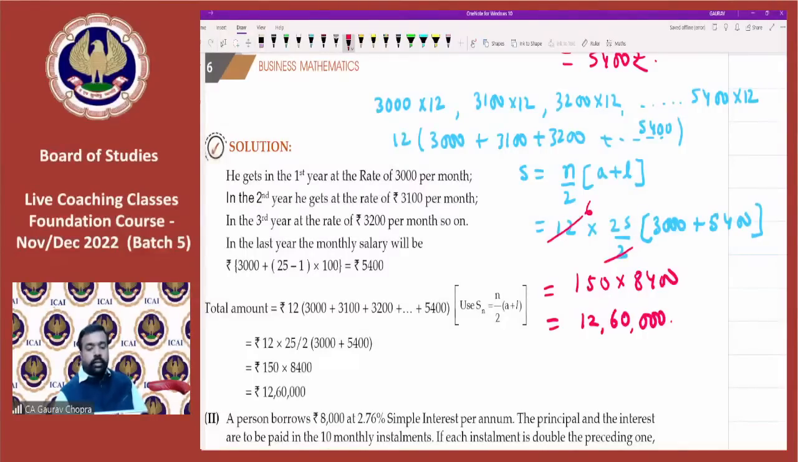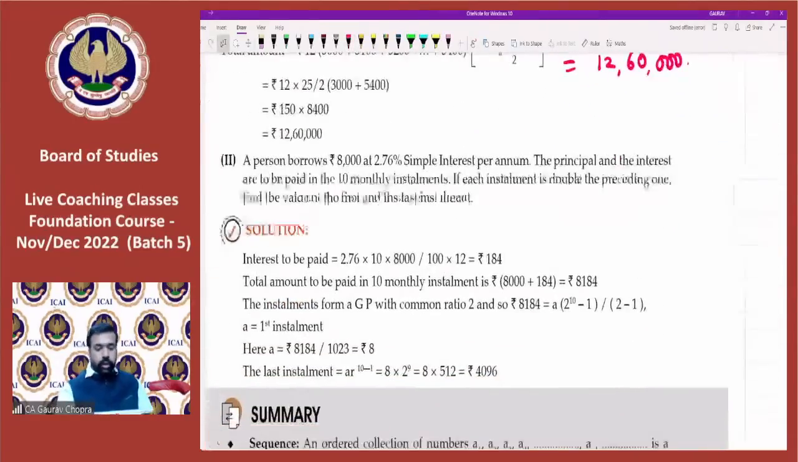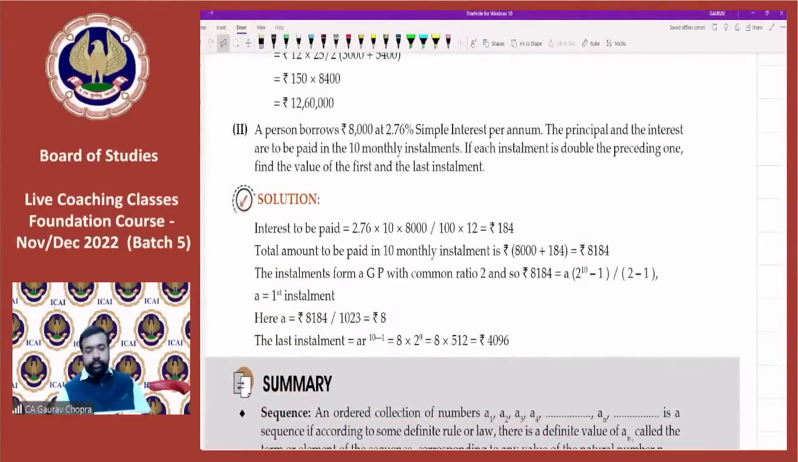So this was the word problem. Similarly, we can take one more word problem. The second one: a person borrows rupees 8,000. He is borrowing how much? 8,000 rupees at 2.76% simple interest per annum.